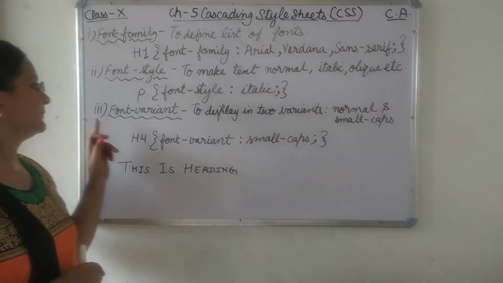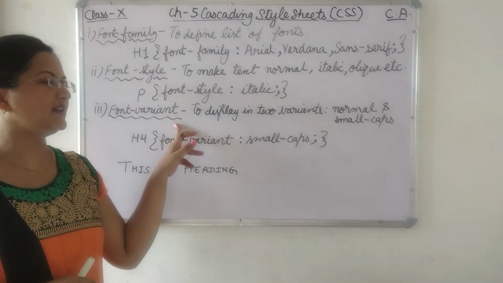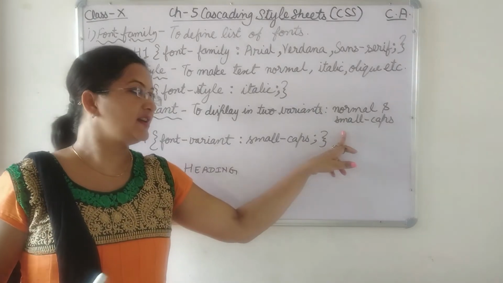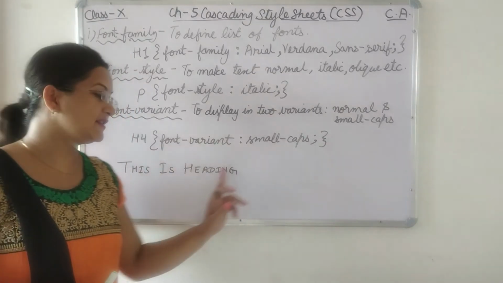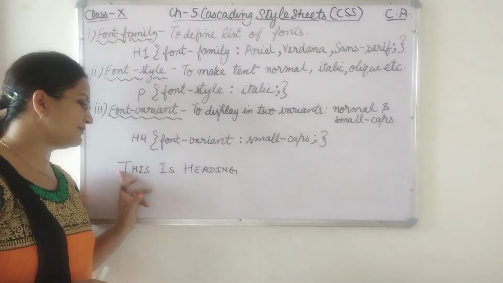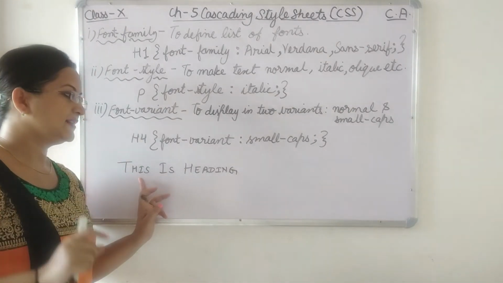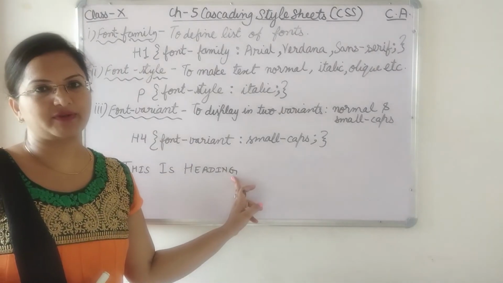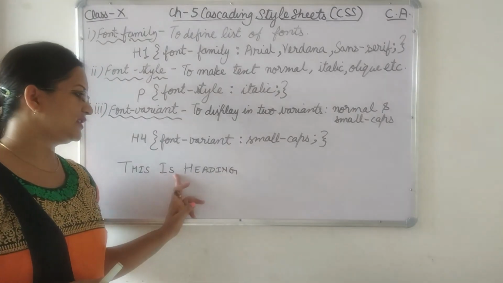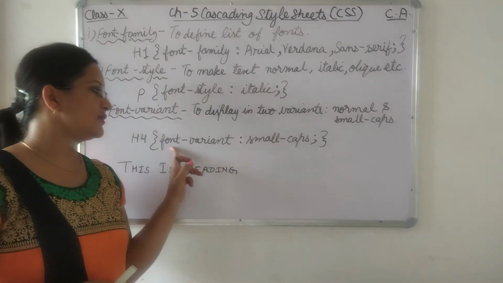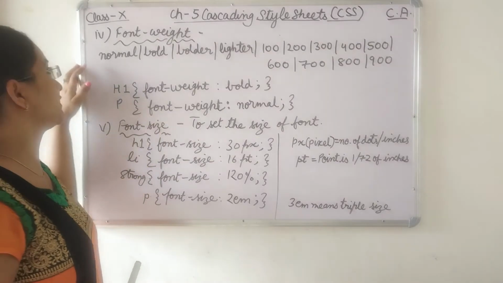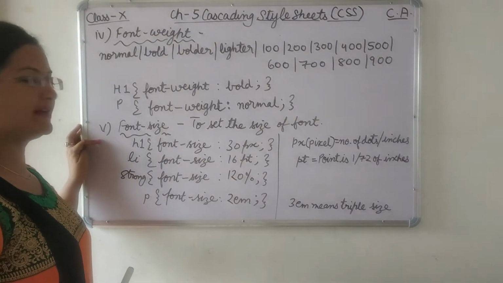italic. Then there is font-variant. Font-variant will display in 2 variants, that is normal and small-caps. Normal means normal text, but if you write small-caps, then the result will be like this. You can see it is in capital letters, but except the first letter, the other letters are small in size. So this is the use of small-caps. If you want to show the heading like this, or the text like this, or the paragraph like this, then you can use small-caps in font-variant.